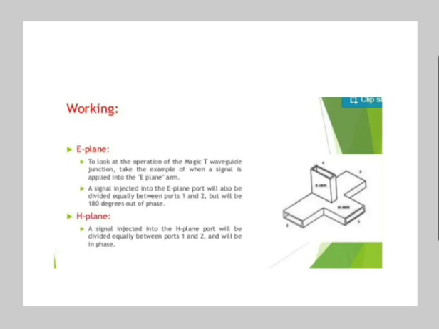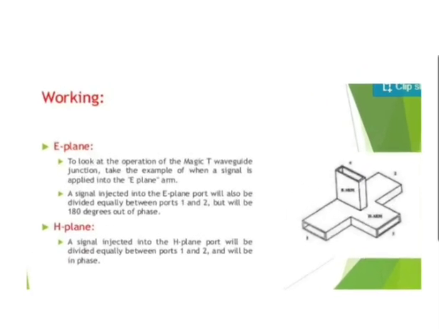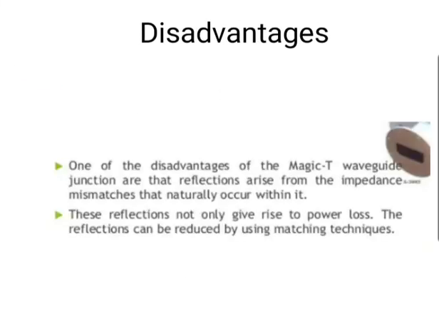So, looking at the operation of the magic tee waveguide junction, take the example of a signal applied into the E plane arm. A signal injected into the E plane port will be divided equally between ports 1 and 2, but will be 180 degrees out of phase. In the H plane, a signal injected into the H plane port will be divided equally between port 1 and 2 and will be in phase.